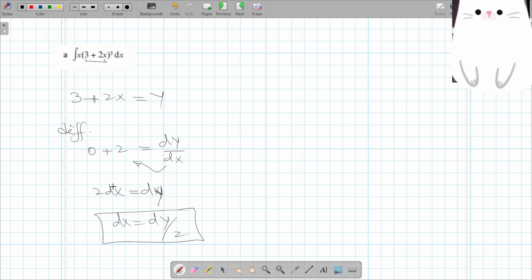We will put dx equal to this, and 3 plus 2x equal to y. What about this x? x is left. So we'll extract x from our substitution: x equals y minus 3 divided by 2.